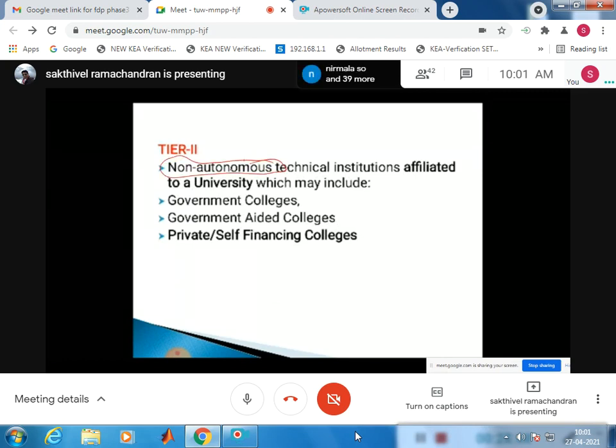All technical institutions which are non-autonomous, they are basically affiliated to some of the universities. So it all depends whether a college, in a government college, government aided college, private college, if they are planning to go for accreditation process, NBA accreditation process, they go under Tier 2, whereas the universities, basically deemed universities, state universities, central universities, they go with Tier 1.